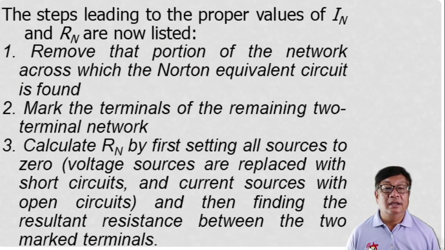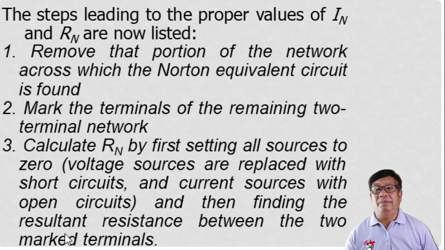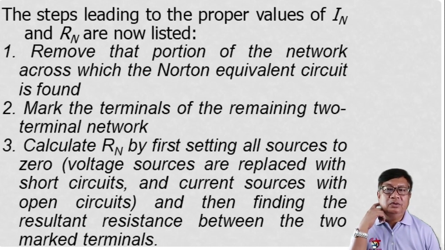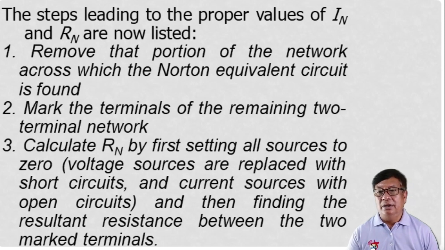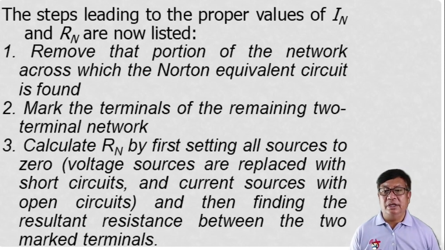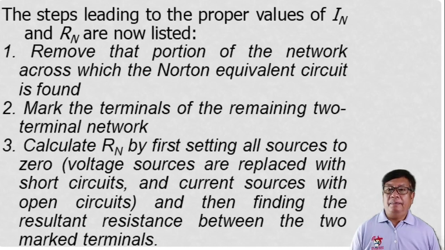So that is Norton's theorem. Okay. So we have several steps to simplify our circuit. Number one, we remove that portion of the network across which the Norton equivalent circuit is found. Mark the terminals of the remaining two-terminal network. Okay, so calculate the Norton resistance by first setting all sources to 0. So voltage sources and current sources, set those sources into 0. So paano maging 0 yung sources natin? So voltage sources replace with a short circuit conductor. Current sources i-open circuit natin yung source natin. So kunin lang natin, tanggalin natin yan. And then finding the resultant resistance between the two marked terminals, and it will become your looking back resistance, Norton resistance, R sub N.